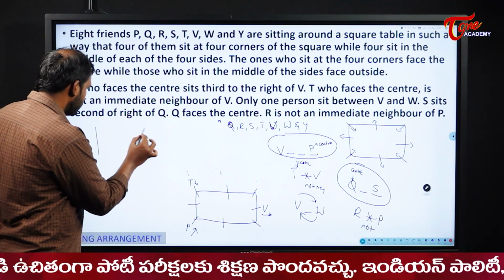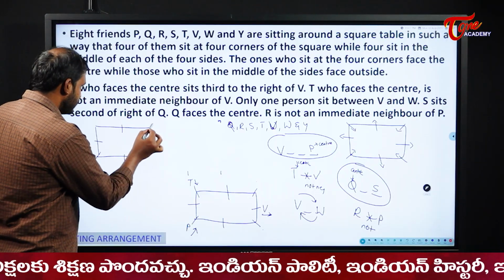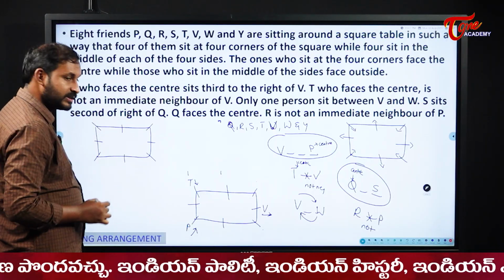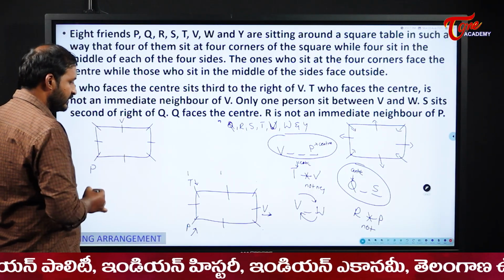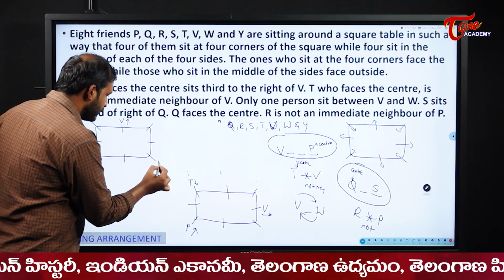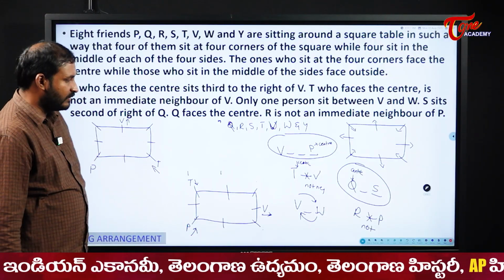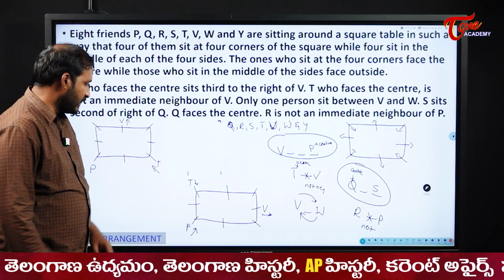Okay, so that there is no confusion for us. Total 8 persons. If I put V here, one more chance where I can have V is here. V is facing outward. So here T will come, T will face inward. Okay, right. So 3 persons we have arranged somehow.